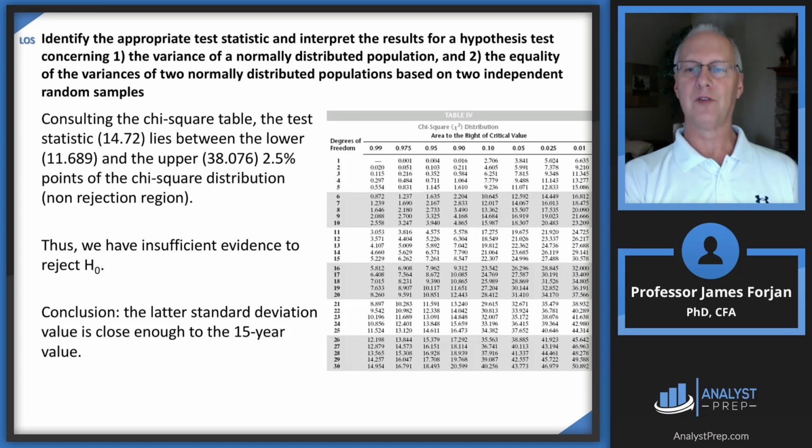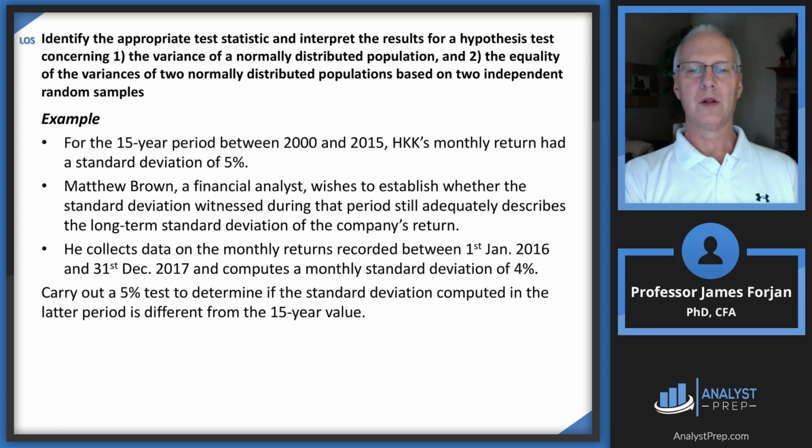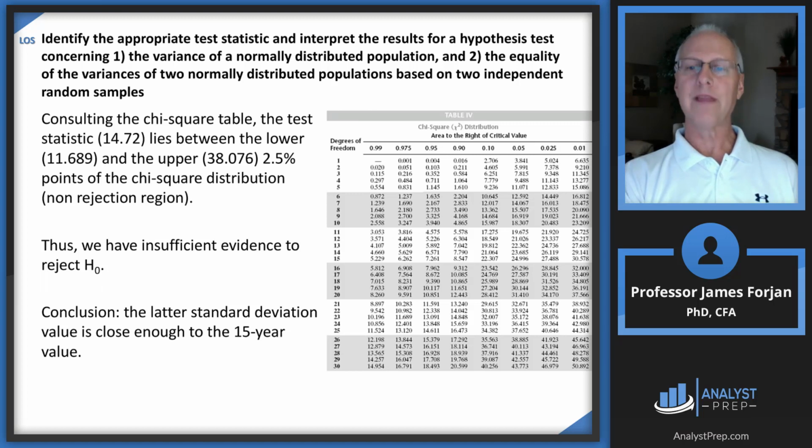Our test statistic lies between the two critical values, which means that we cannot conclude, hold on, let me go back here. We cannot conclude that the 4% standard deviation from 2016 to 2017 is any different, statistically speaking, from the 5%. In order for us to make that conclusion, that test statistic had to have been outside of that range. So what's our conclusion? The latter standard deviation value is close enough to the 15-year value of the standard deviation for us to say that we have insufficient evidence to reject the null hypothesis.